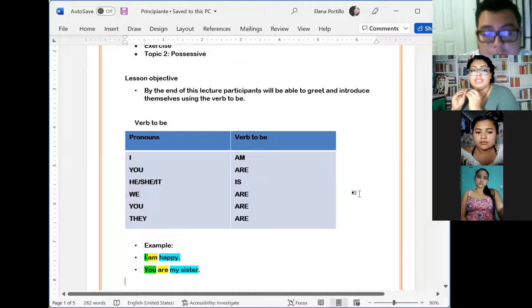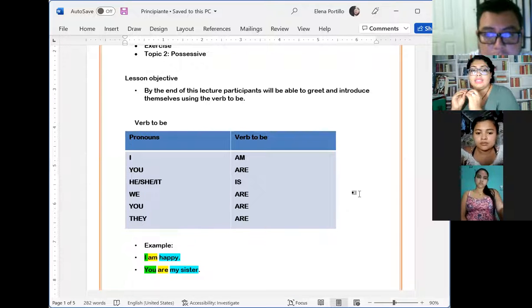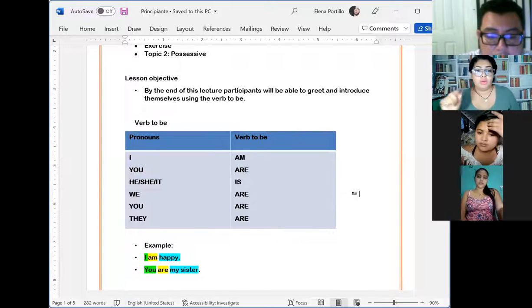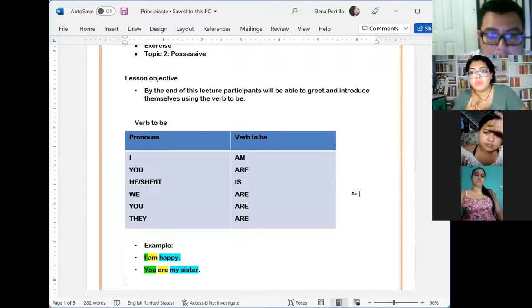I need you to remember this part. Necesito que recuerden esta parte del verbo to be porque la vamos a usar más adelante con uno de los temas que vamos a desarrollar hoy. We have the verb to be, that is one of the most used verbs in English. We have the pronouns and we have the verb to be. Tenemos obviamente el pronombre que es nuestro sujeto and we have the verb to be que es nuestro verbo que nos va a dar la pauta para saber qué es lo que está haciendo el sujeto.